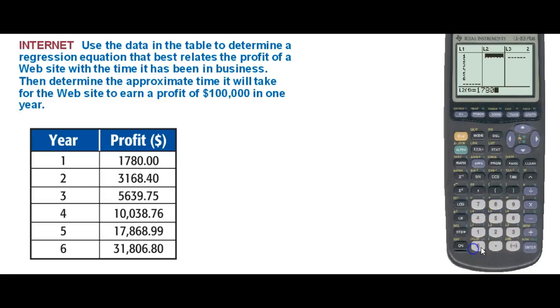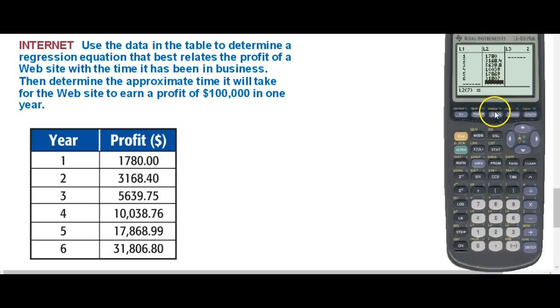1780, 31, 68, 40, 56, 39, 75, 10,000, 38, 76. I don't know why they have to give us such large specific numbers, but 17, 868, 99, and 31, 806, 80.